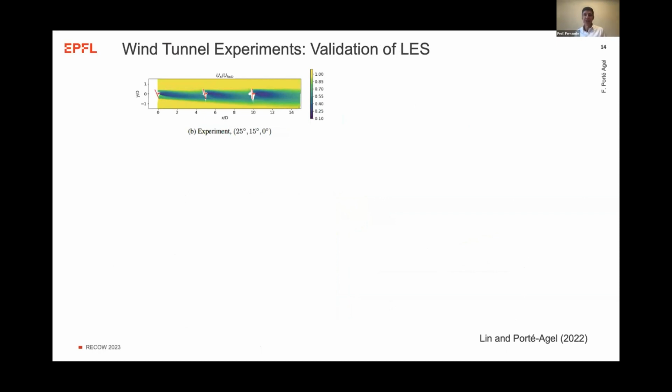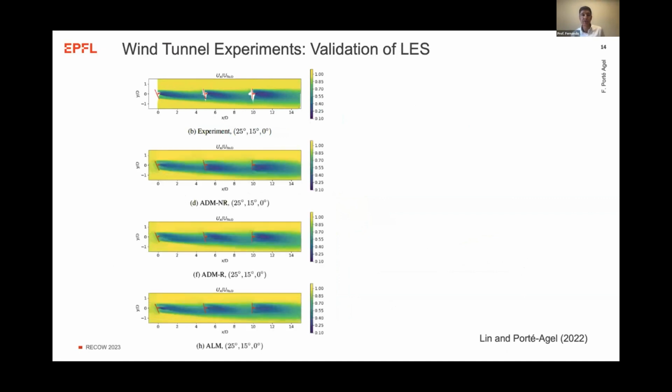One is for validation of LES. This is more or less what I showed you before, experimental results from the wind tunnel. So what we did is we set up the LES to simulate exactly the same situation, and with the 3 models for the turbines that I showed you before. If you remember, the standard actuator disk, the rotating actuator disk, and the actuator line.